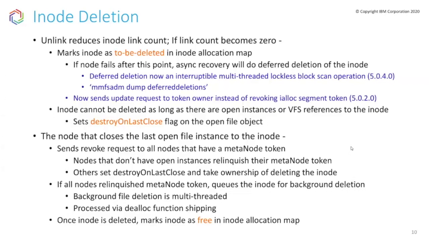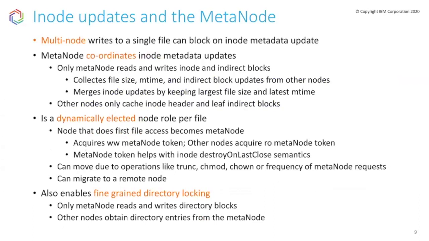But it can't be sure that no one else in other nodes in the cluster are still referring to the inode. So what it has to do is send a request to the other nodes to relinquish their metanode token. Now what I glossed over in the earlier slide was that whenever you first become a metanode, you get a certain node token, metanode token, which is a stronger version of it. But other nodes also get a version of the token which is weaker, and they need it before they do any operation on a file.